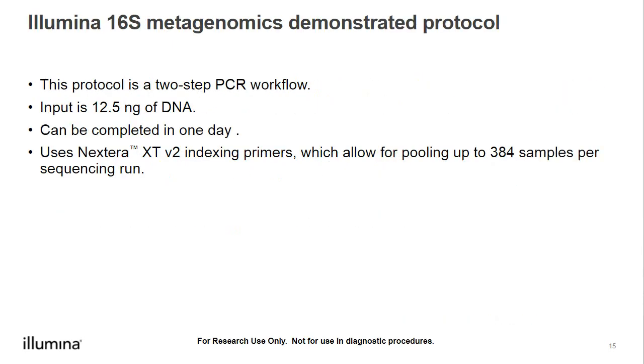In the Illumina 16S protocol, we use 2 PCR steps to create sequencing libraries. We use 12.5 nanograms of DNA input, and the protocol can be completed in 1 day. We use the Nextera XT V2 index primers during this workflow, which allow us to uniquely index up to 384 samples for sequencing in a single run.